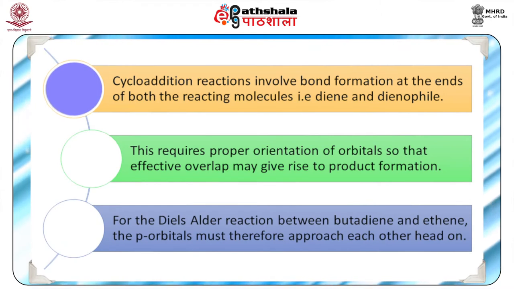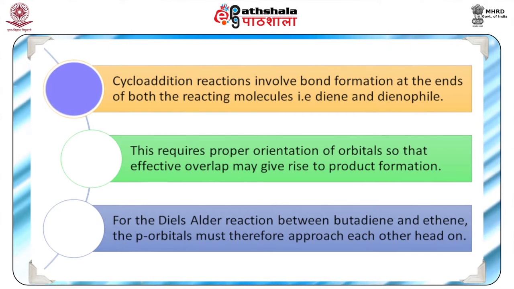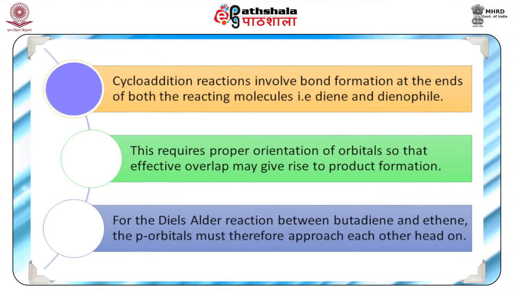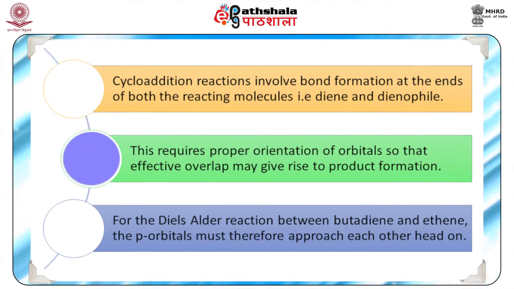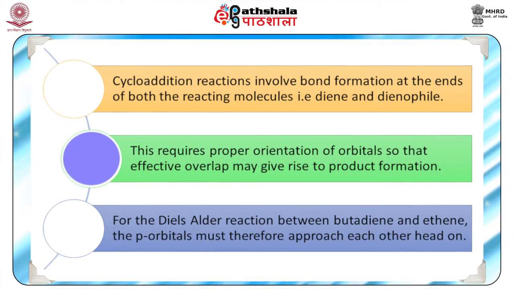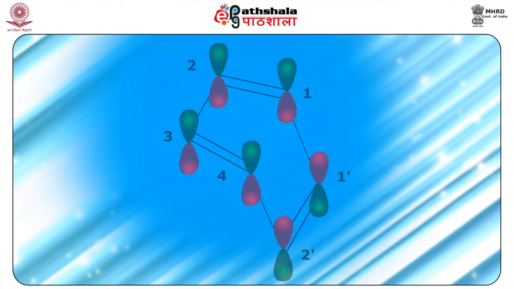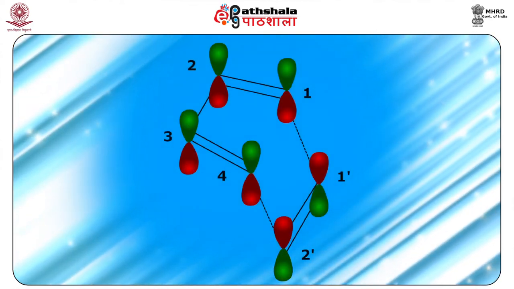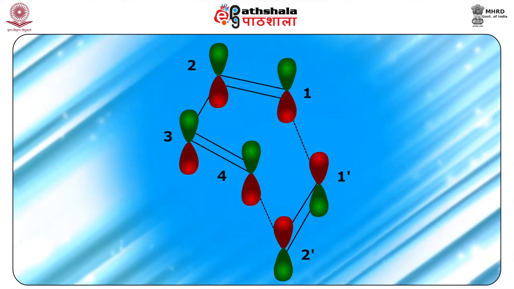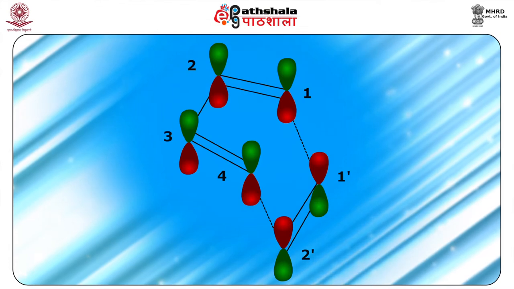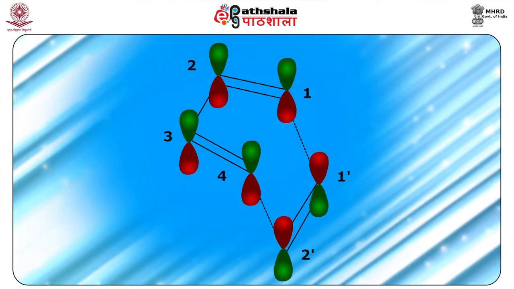Cycloaddition reactions involve bond formation at the ends of both the reacting molecules, that is the diene and the dienophile. This requires proper orientation of orbitals so that effective overlap may give rise to product formation. For the Diels-Alder reaction between butadiene and ethene, the p orbitals must therefore approach each other head on. Of note is the fact that the two new bonds forming at C1 and C4 of the diene are being formed at the bottom surface of the conjugated diene.